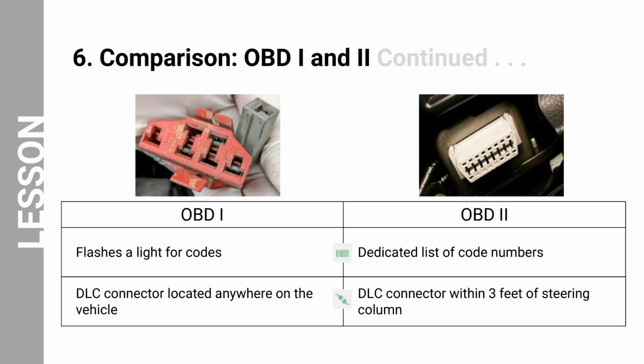Another distinction lies in the location of the DLC, the interface used to connect to the OBD system. In OBD1, the DLC could be located anywhere on the vehicle, depending on the manufacturer's preference. This lack of standardization made it more challenging for technicians to locate and access the DLC. In contrast, OBD2 regulations required the DLC to be located within 3 feet of the steering column and easily accessible to the driver. This standardized placement ensured consistency and facilitated straightforward access for connecting diagnostic tools.